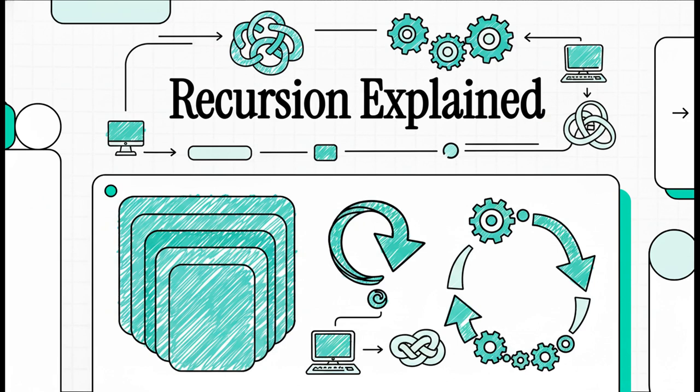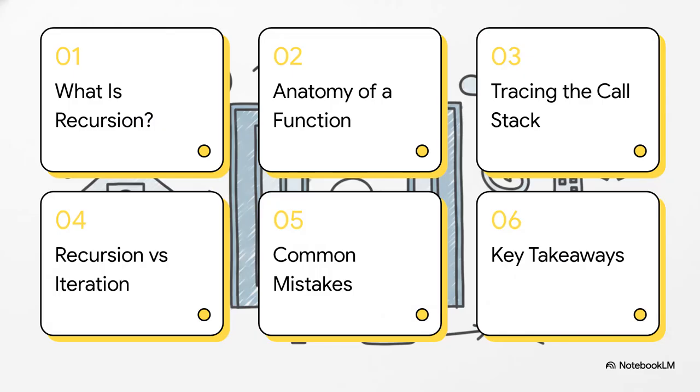In today's explainer, we're deconstructing recursion from the ground up, turning this abstract mystery into a totally practical tool for your programming toolkit. Here is what we're covering in the explainer today. 1. What is recursion? 2. Anatomy of a function. 3. Tracing the call stack. 4. Recursion versus iteration. And 5. Common mistakes. Let's get right to it.